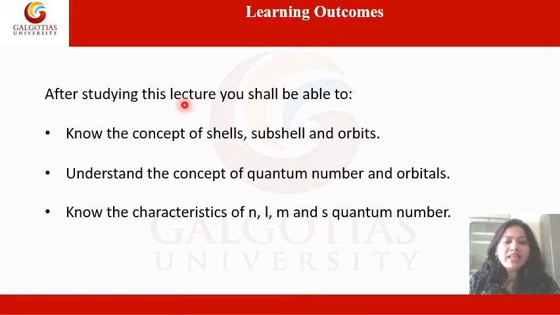After studying this lecture, you shall be able to know the concept of shell, subshell, and orbits. Understand the concept of quantum numbers and orbitals. Know the characteristics of principal quantum number, that is n, azimuthal quantum number, that is l, magnetic quantum number, that is m, and spin quantum number, that is s.